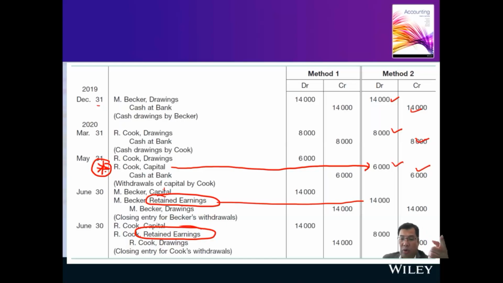For method number two, you need to distinguish whether there's a capital drawing or retained earnings drawing. If retained earnings drawing, very easy. Debit drawing, credit cash. At the end of the day, you're going to credit your drawing accounts and debit your retained earnings account. However, for drawing in terms of capital, straight away you're going to debit the capital accounts, credit cash.